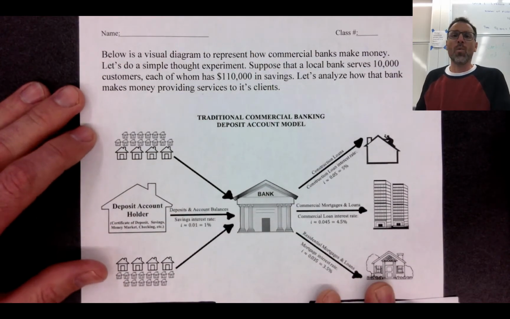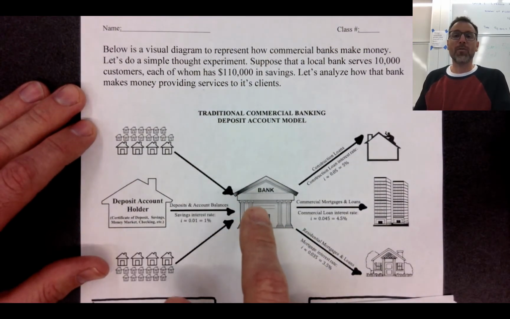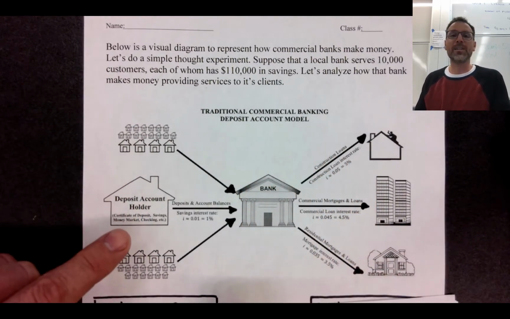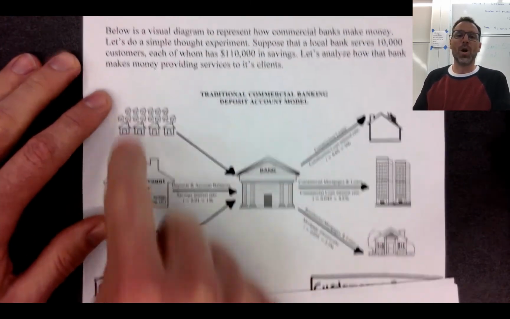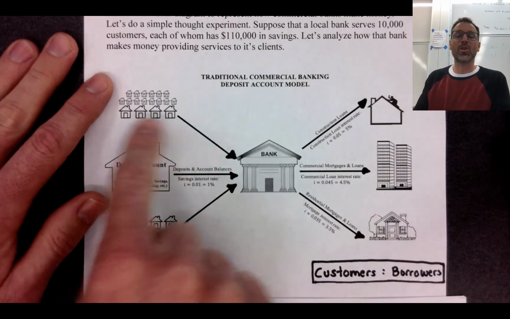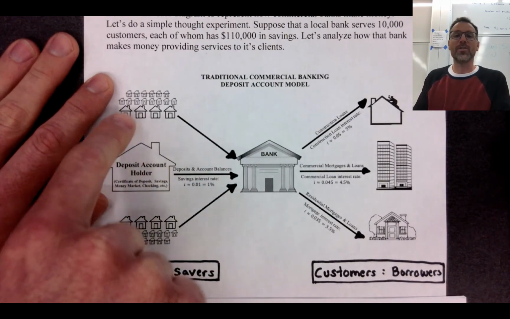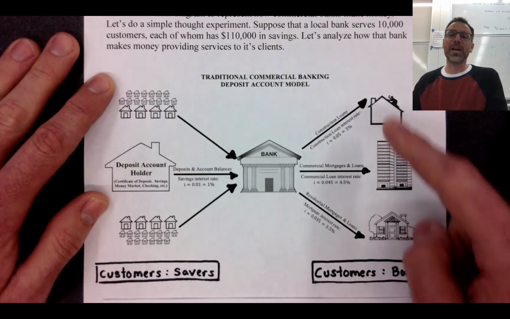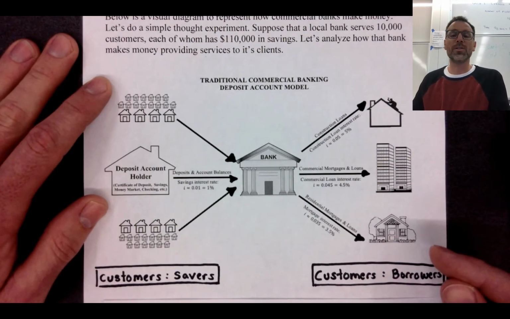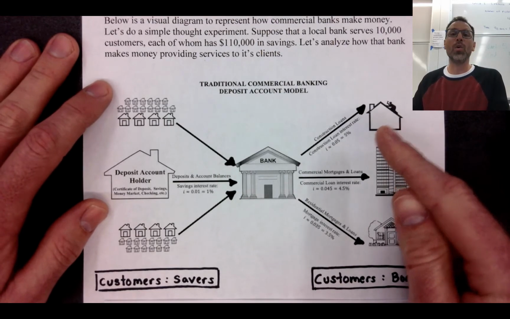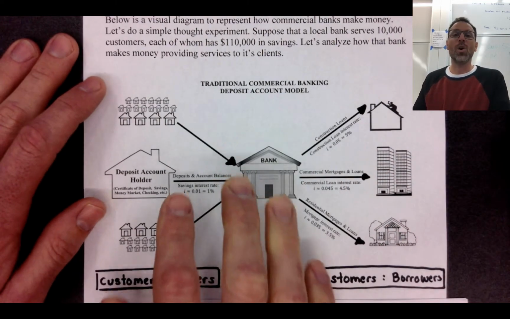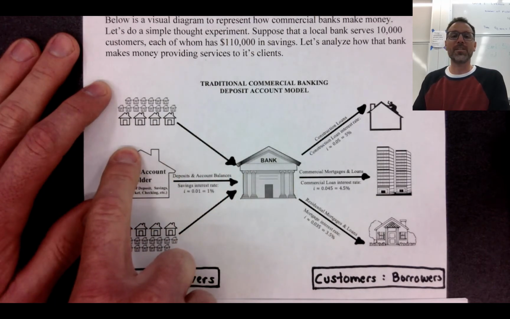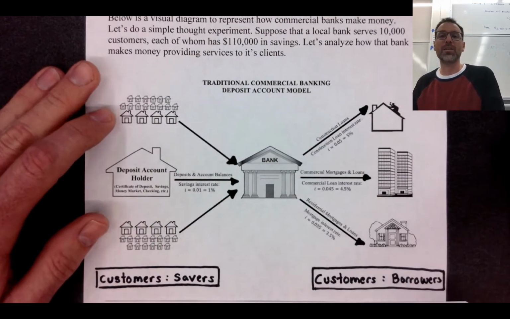So we're going to come up with a model for commercial banking, and we're going to have two types of clients for a commercial bank. On one side, we're going to have customers called savers, right? So savers deposit money into the bank. And on the other side, we're going to have customers called borrowers, or folks that take out loans from the bank. So the bank sits in between. It's kind of a broker between one type of customer, which we call savers, and another type of customer, which we call borrowers.